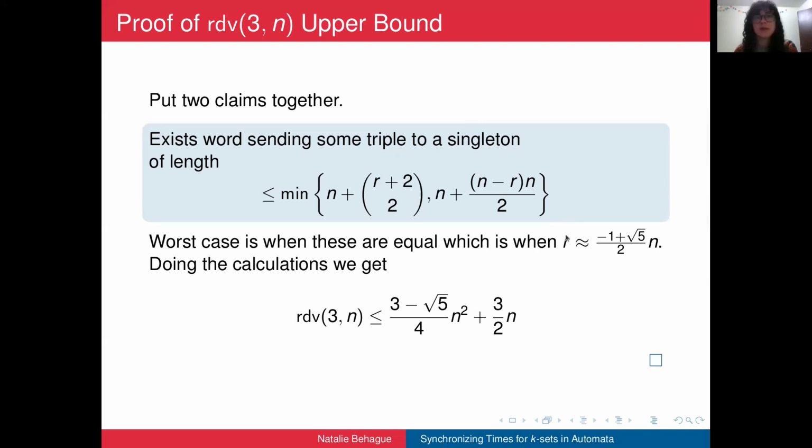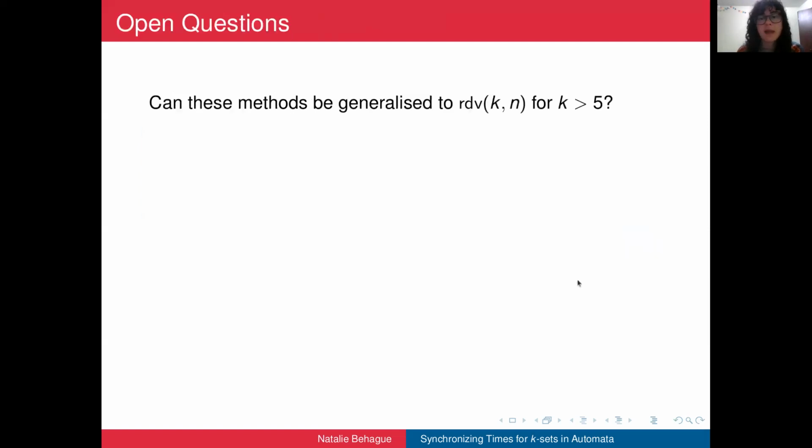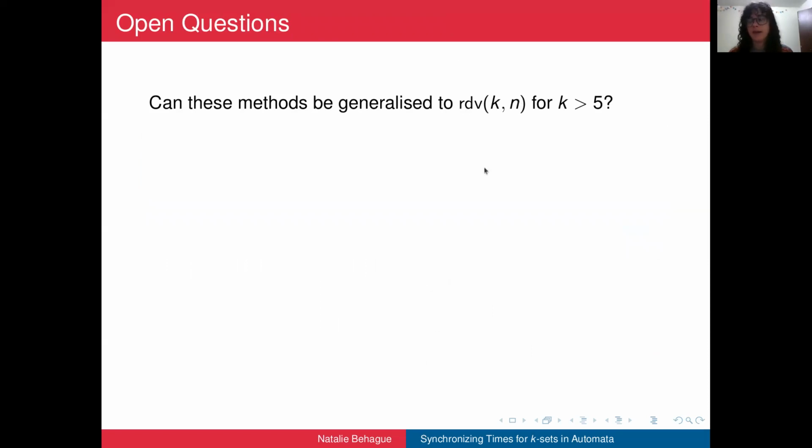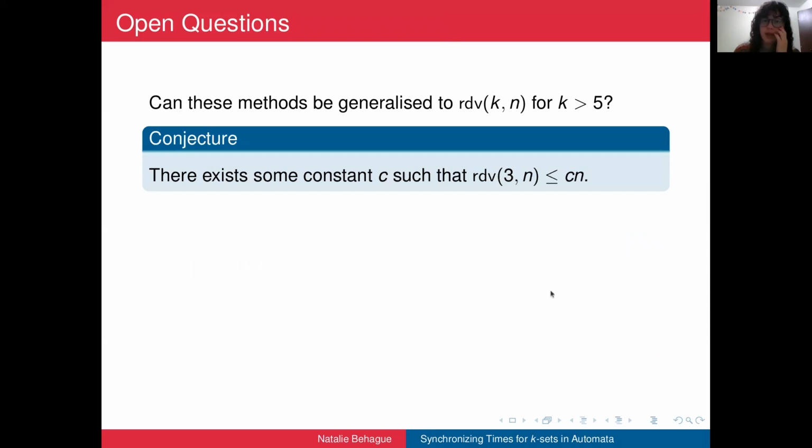So I have 10 minutes left, so I'll elaborate a bit more on my open questions. I've just talked a little bit about my first open question, which is: can these methods be generalized for k greater than 5? As I said, you can directly generalize them, but they don't give you anything better than theorem 1 in their current form. So maybe we need some better ideas, some extra claims, or something added on to deal with that middle case. But we have an even stronger conjecture, which I've stated in the case that k equals 3, but I'm suspicious.